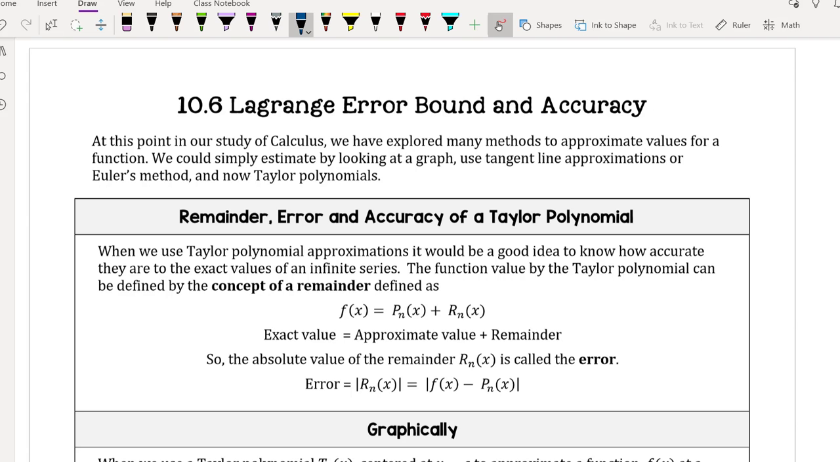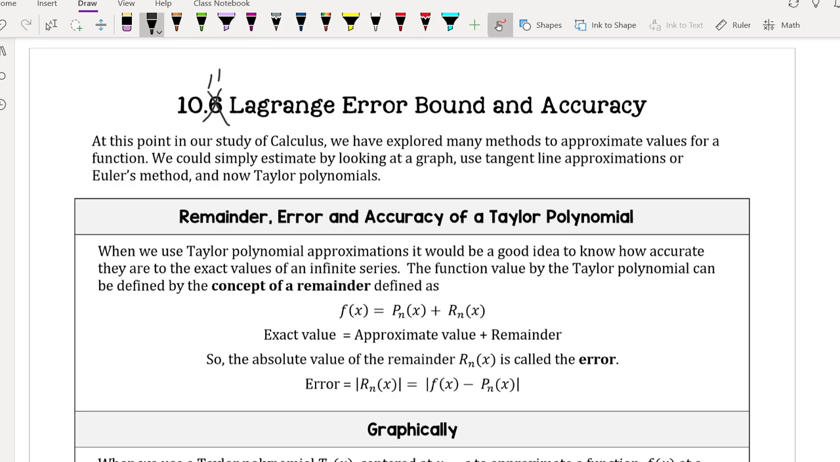This is part 1 of section 10.11, Lagrange error bound and accuracy. So we're at the end of our study of Calc 2, and we're going to wrap this up by talking about the accuracy of Taylor polynomials.